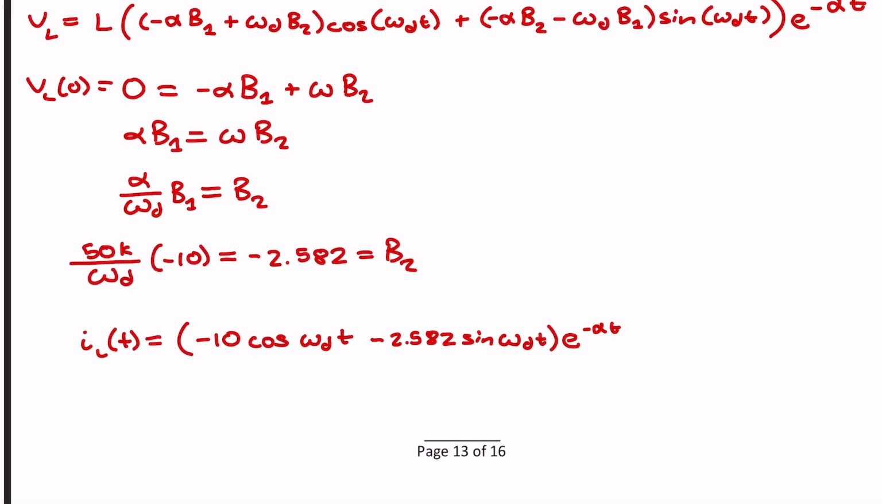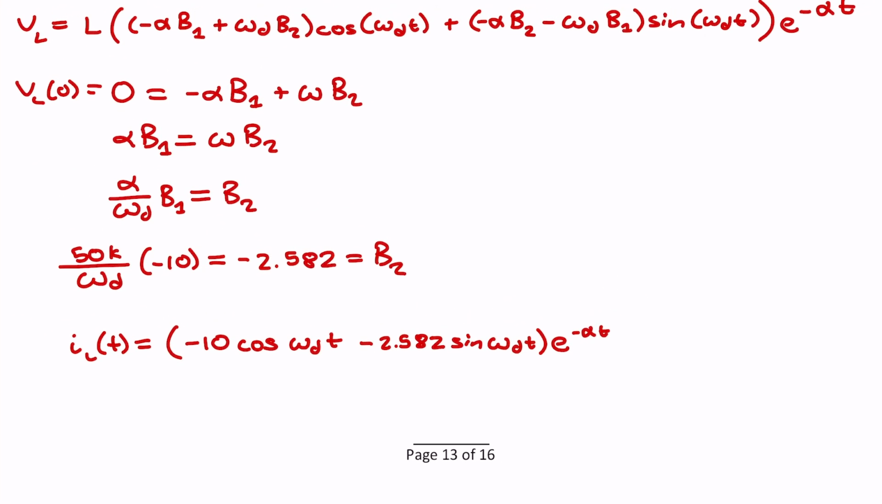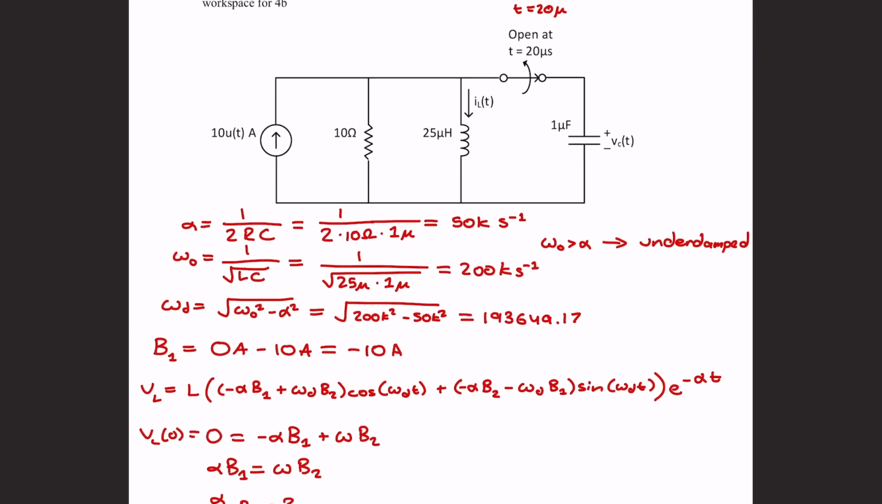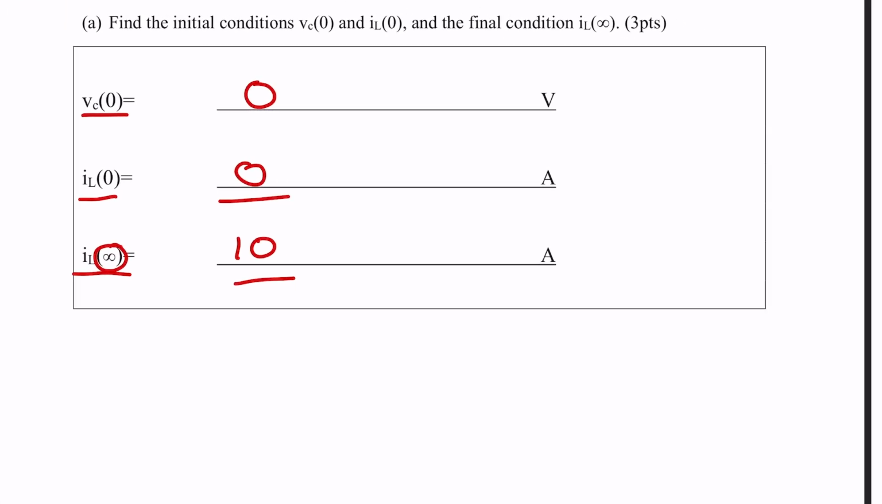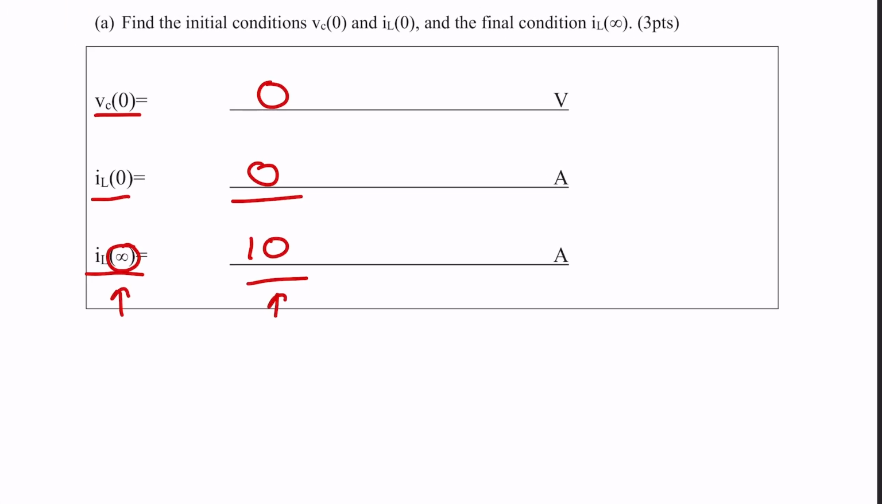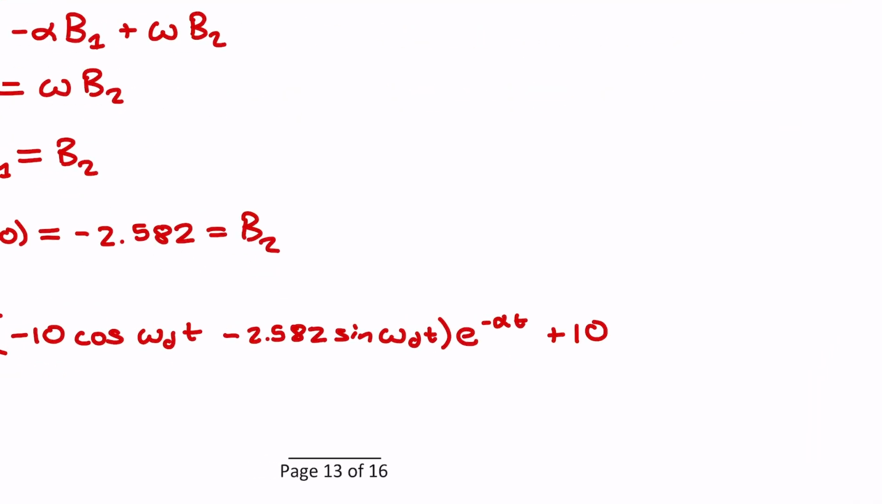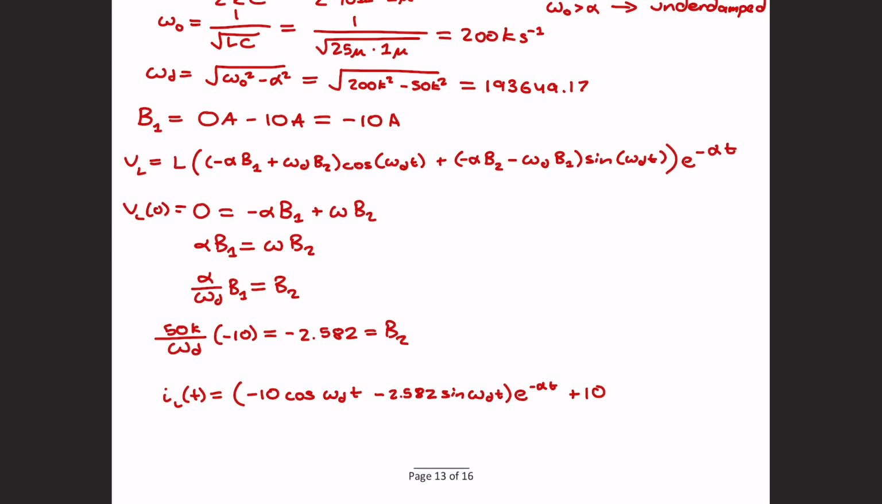So here's the thing. Are we done? No. We can't just use this because we also need to add on our forced solution. So what's our forced solution again? Well, if you look here, as I of L goes to infinity, it's 10. So our forced solution means we just add on 10. And there is our IL of t. So we can just take this and put it into our first answer.